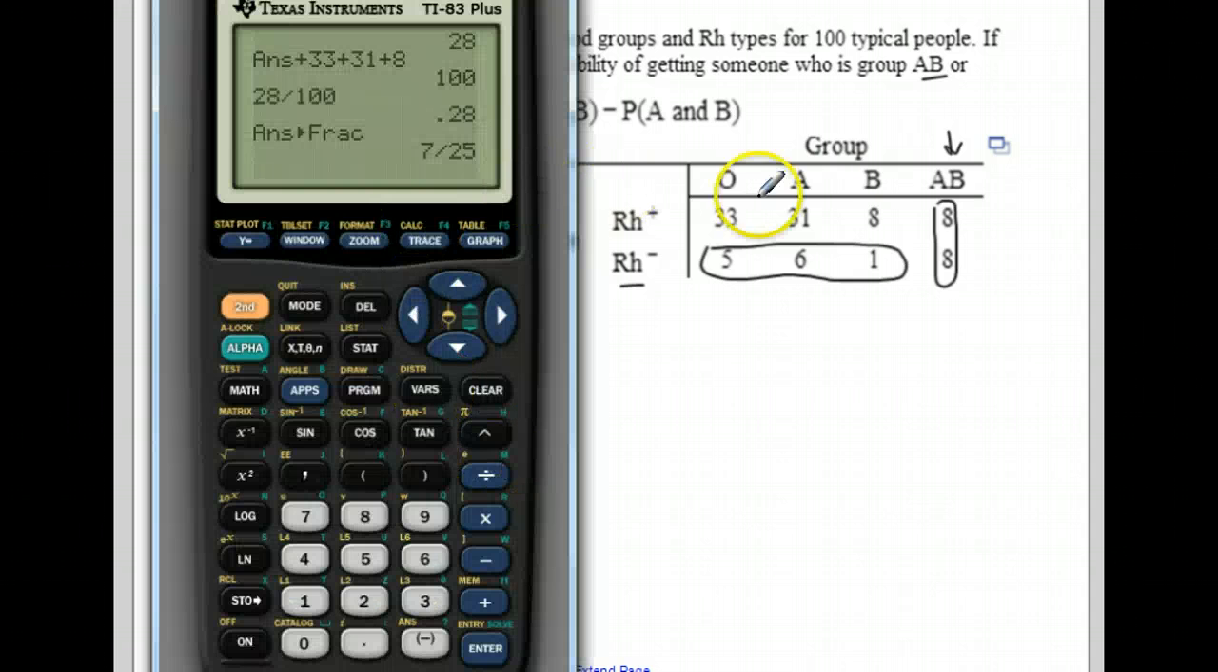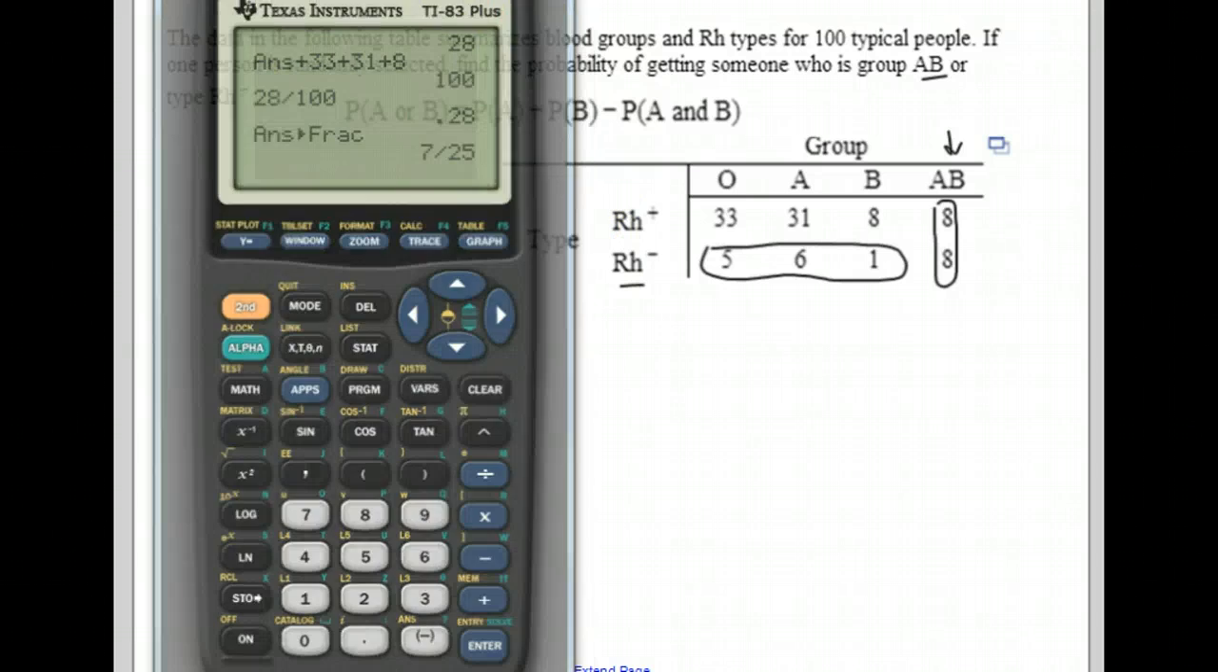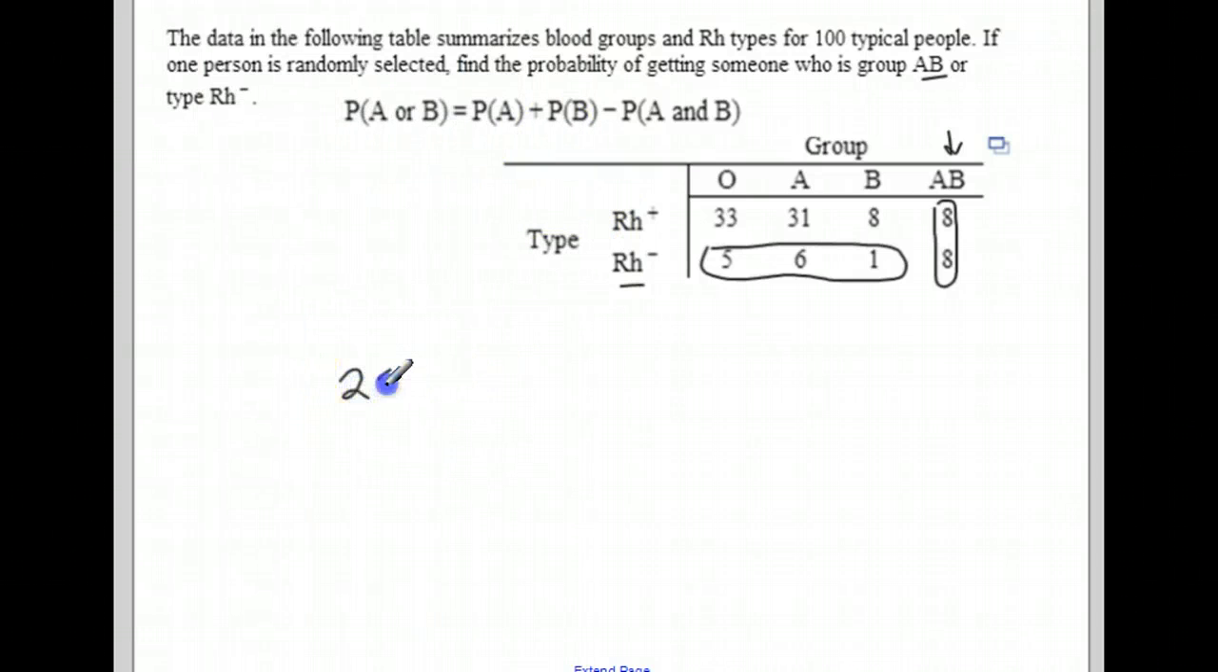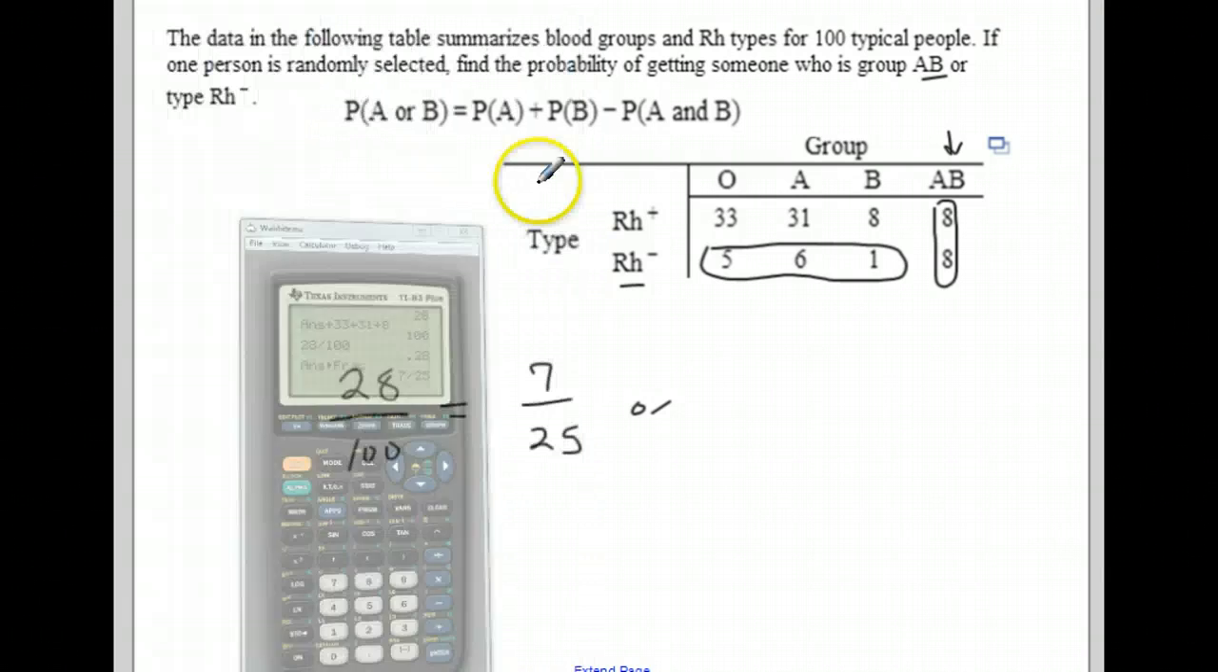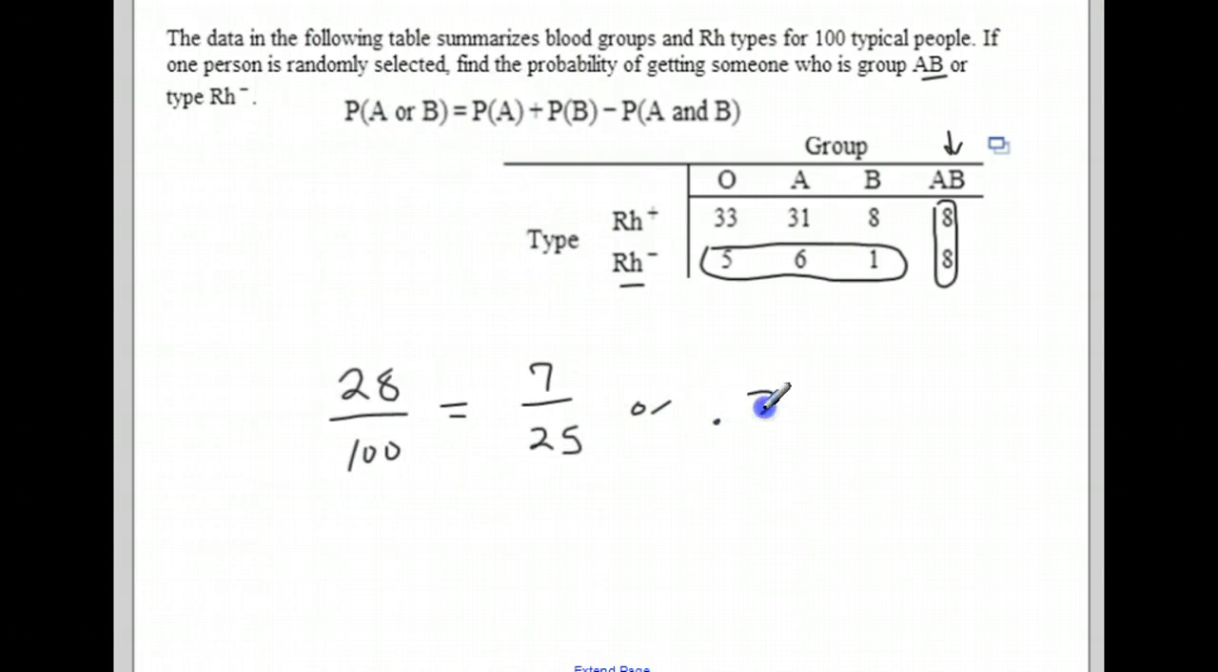So we just again added these together. That's where that 28 came from. And then we reduced it, so that's 7/25 or as a decimal 0.28. Alright, 28 out of 100, 0.28.